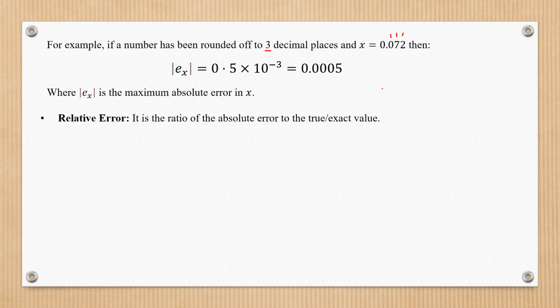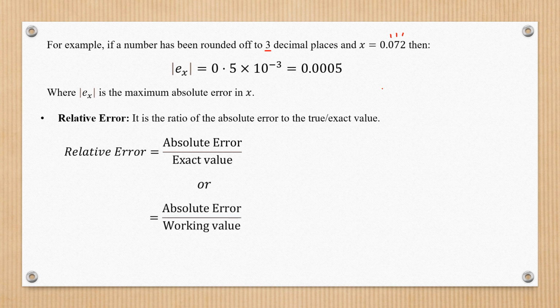Now, let's look at another term, relative error. This is the ratio of the absolute error to the true or exact value. So we can have relative error being equal to absolute error over exact value. There are 2 ways we can go with this. It can also be absolute error over the working value. This is just another way of writing it.